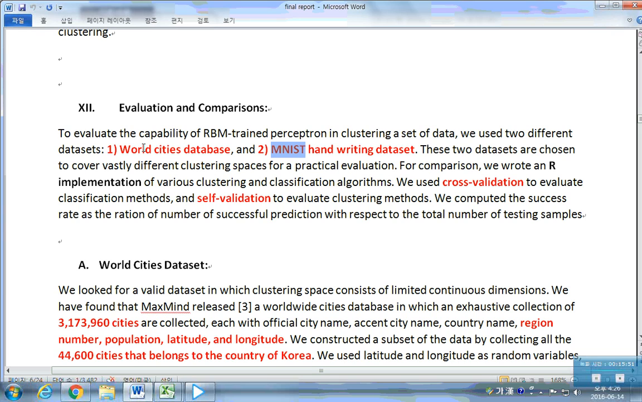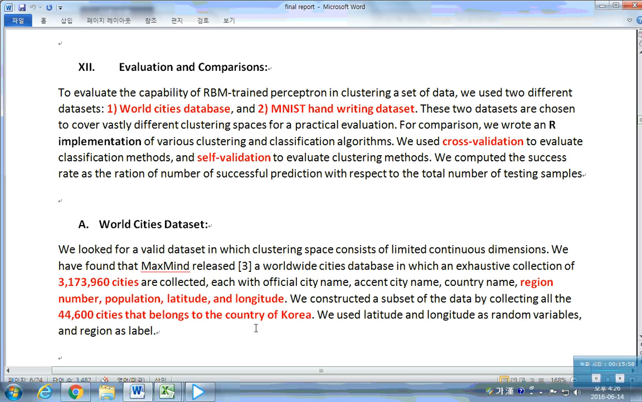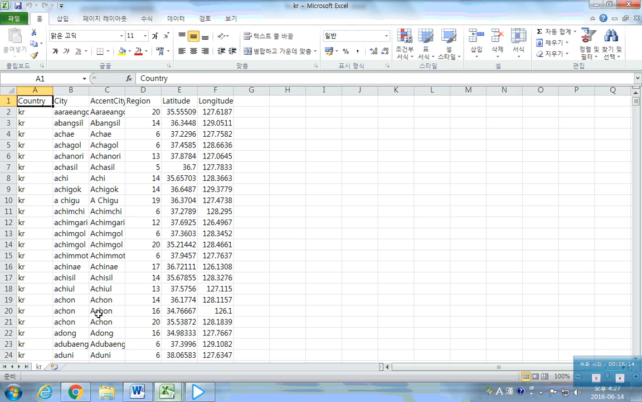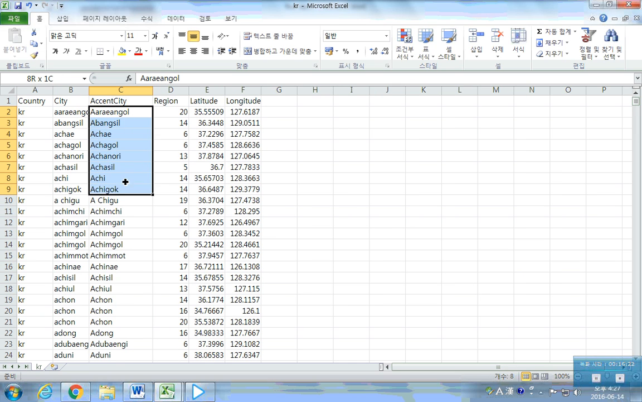But we introduced a second data set that is well suited for clustering. We found it on a website of a company called MaxMind. They provided an exhaustive map of the cities, almost 3 million cities. Each city includes the name of the city, the country name, the region, and almost every other detail. For instance, we can get all the names of the cities and the country name for it, the city accent in the local, how people locally call it, the region of this city, and the latitude and longitude.